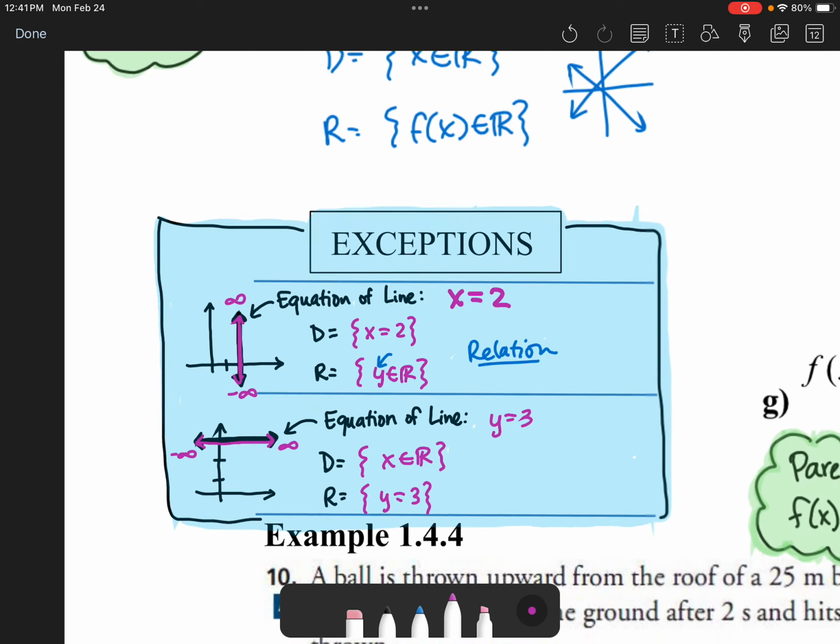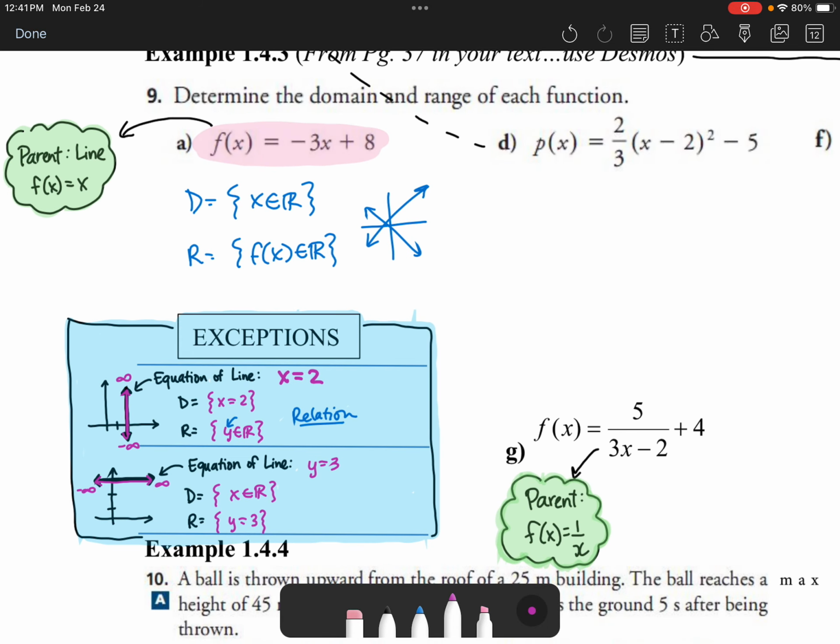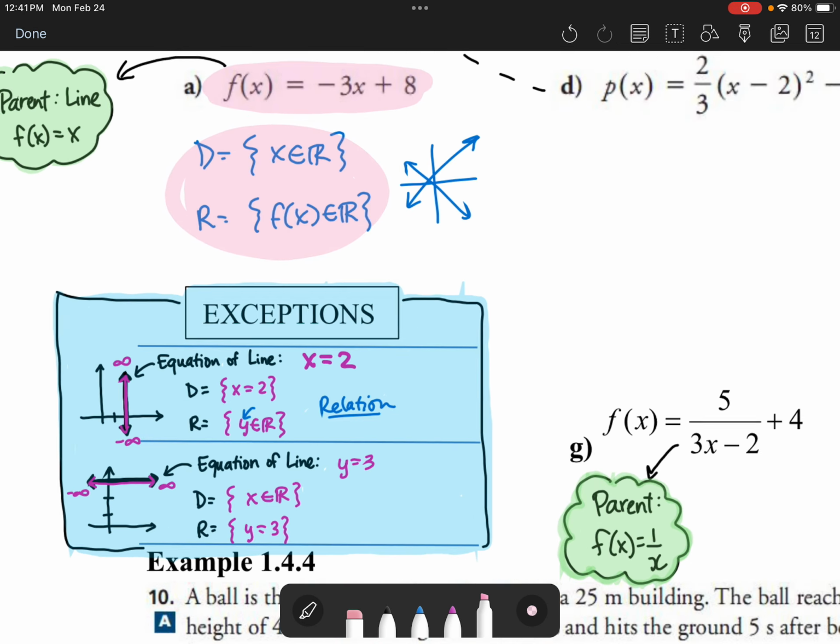So those are the 2 exceptions of our line. So lines generally are super easy. If it's a diagonal line, we can always safely say that the domain is going to be x ∈ ℝ and our range is going to be f(x) ∈ ℝ, except for these 2 situations.